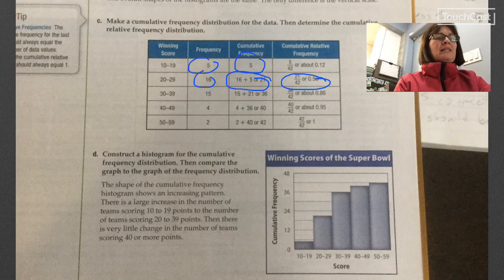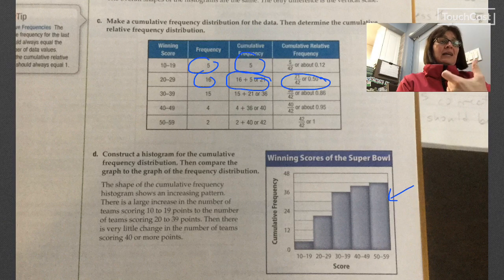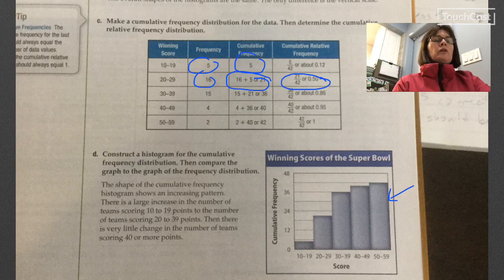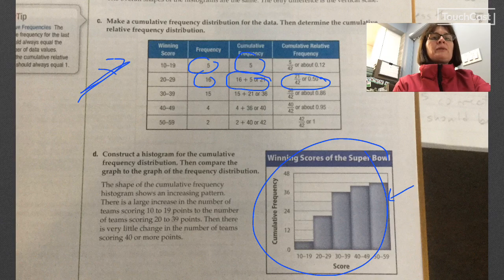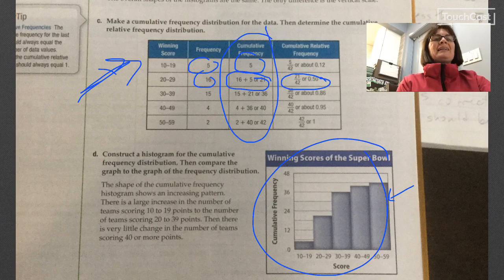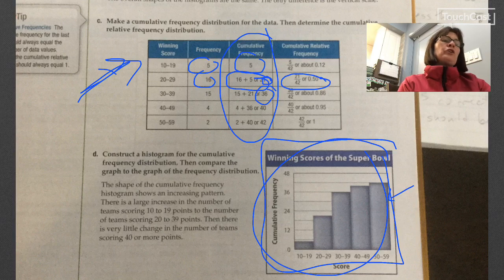By the time you get to the last bar, its height should be the same as the number of data items you had in your list. So again, cumulative frequency distribution. That's what we have here. This is a cumulative frequency table because these numbers are added together. So 5 plus 16 to make 21. Add 15 to that to get 36. And then this is the histogram to go with that table, a cumulative frequency histogram.